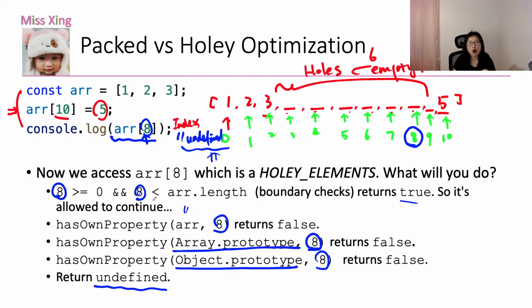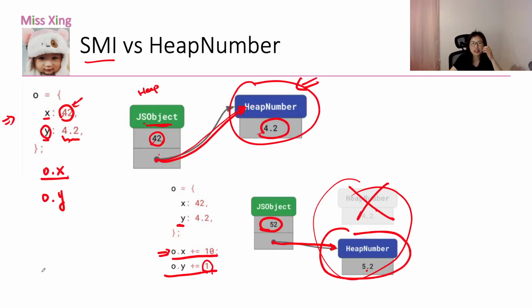But if we have a hole, we have to do more checkings to make sure we can return undefined safely. That is related to packed and holey optimization, because when we do holey, we have to do more checkings. That's gonna slow down the performance. I think that's two examples. There are also some things I didn't cover. I just gave two brief, easy-to-understand examples to show you how those element kinds affect performance inside V8.